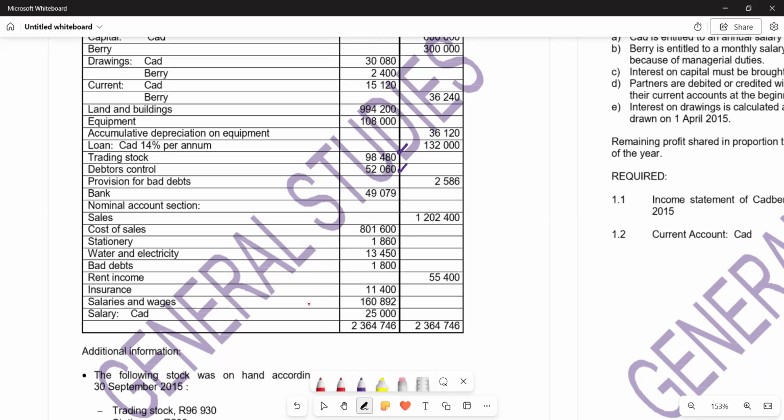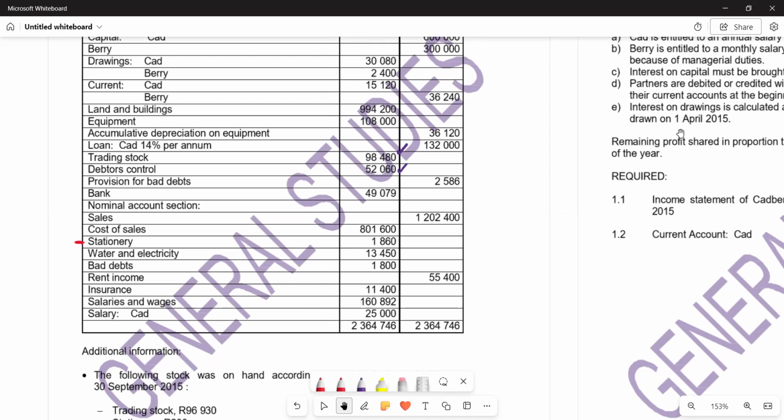You would see that we have stationery. We also have to take note that the stationery figure that we are given in the trial balance shows the stationery that was bought. The total stationery bought was 1,860. Out of the 1,860, we would want to see if there is stationery that is left at the end of the year, because what we are going to consider as an expense is what was used during the year. To find out what was used, we say what was bought minus what is remaining at the end of the year. Then we get the one that was used. That one would be the expense.